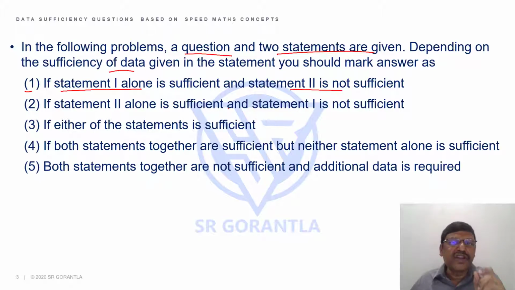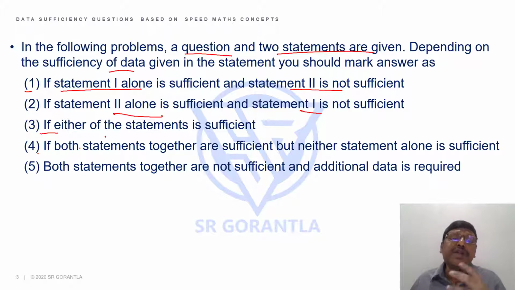So whatever data given in the first statement is sufficient to answer the given question, then you have to mark the answer as 1. If statement 2 alone is sufficient but not 1, then you have to mark the answer as choice 2. If any one statement is sufficient to answer the question, with the help of the first statement or with the help of the second statement, then you have to mark the answer as 3.